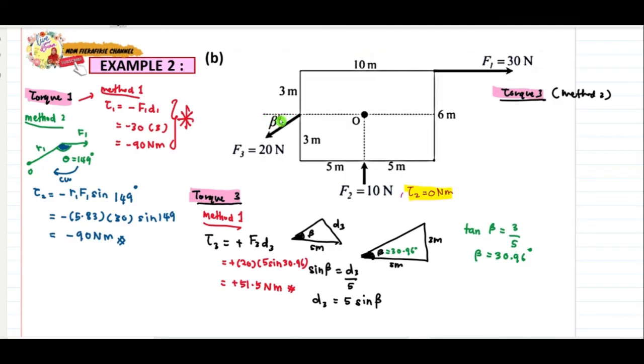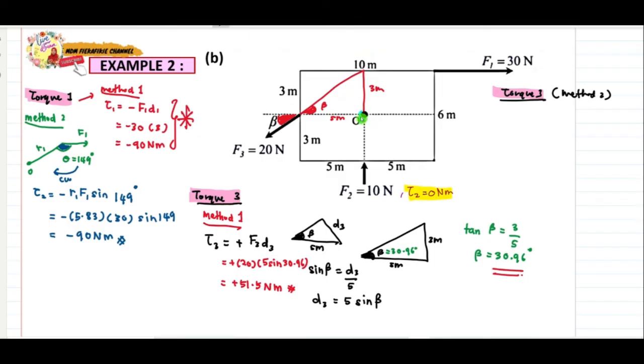Okay, kita dah dapat tadi angle beta tadi berapa, kita dah kira kan. So cara nak kira angle beta ini sama juga macam tadilah, kita kena gunakan maklumat yang diberi. Okay, so kalau nak cari beta kat situ, kita boleh guna triangle ini untuk kita cari angle beta. So, kita dah dapat dah tadi beta 30.96. Okay. So, sekarang kita nak cari dulu what is torque 3 by using second method.